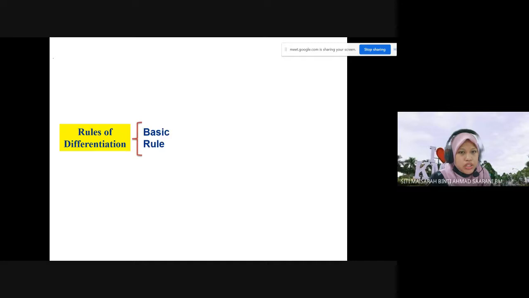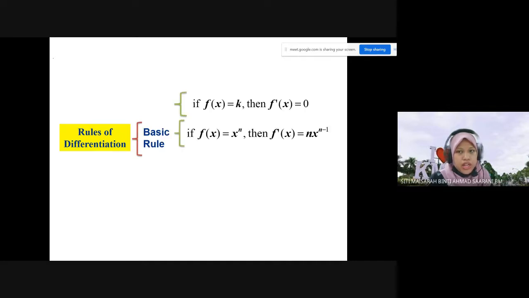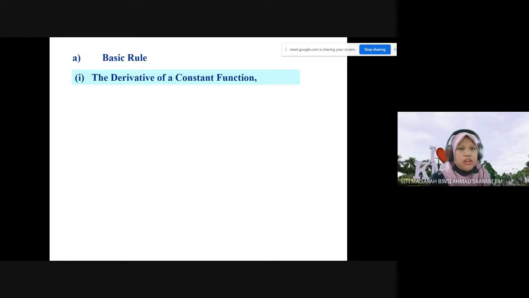Rules of differentiation, basic rules. The first one: if f(x) equals k, then f'(x) equals 0. If f(x) equals x to the power n, then f'(x) equals n x to the power of n minus 1. If f(x) equals k x to the power n, then f'(x) equals k n x to the power of n minus 1. Okay, the first basic rule is the derivative of a constant, f(x) equals k.